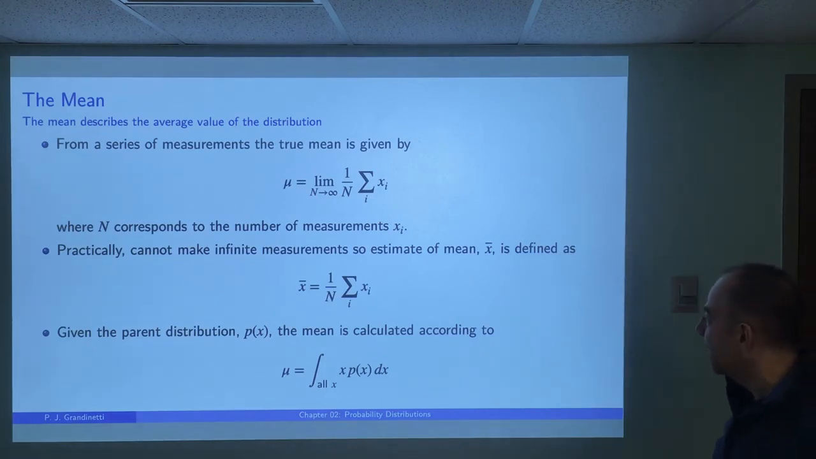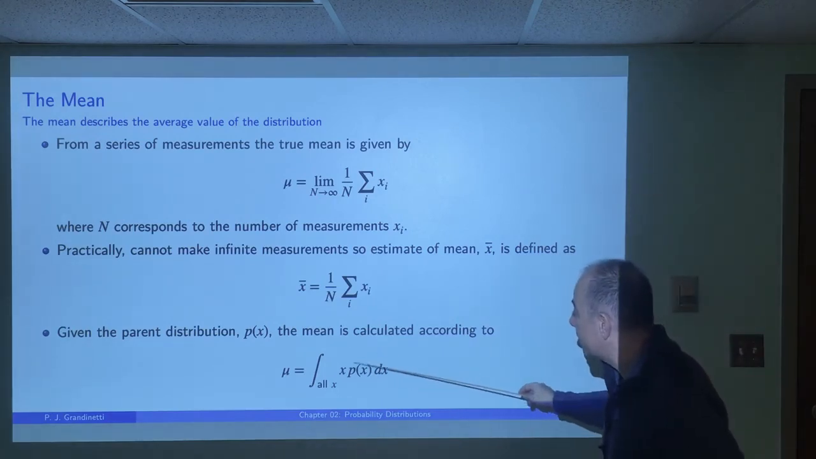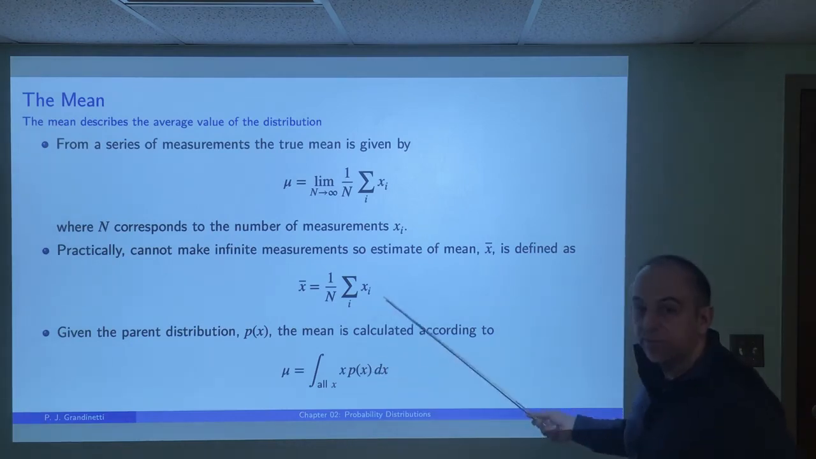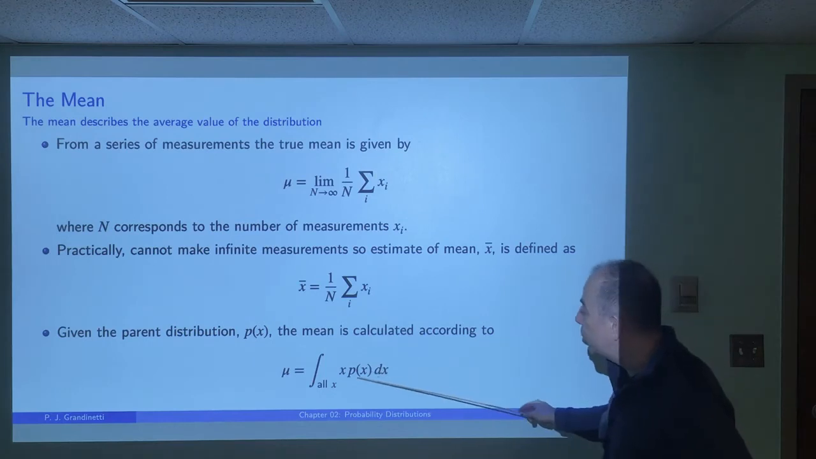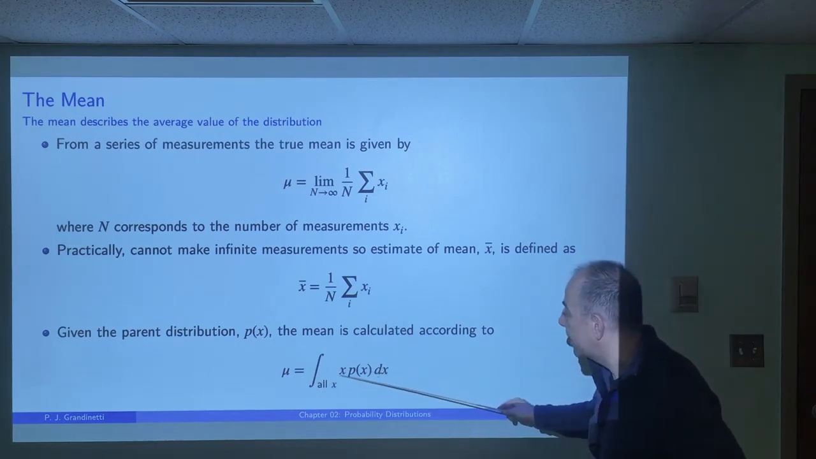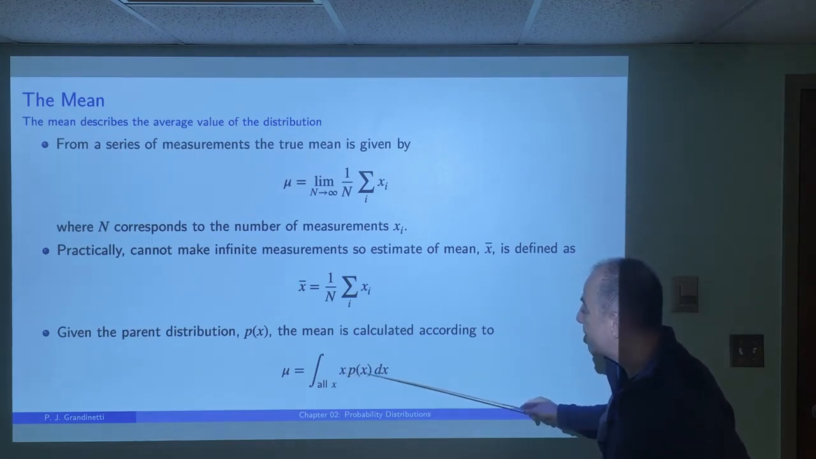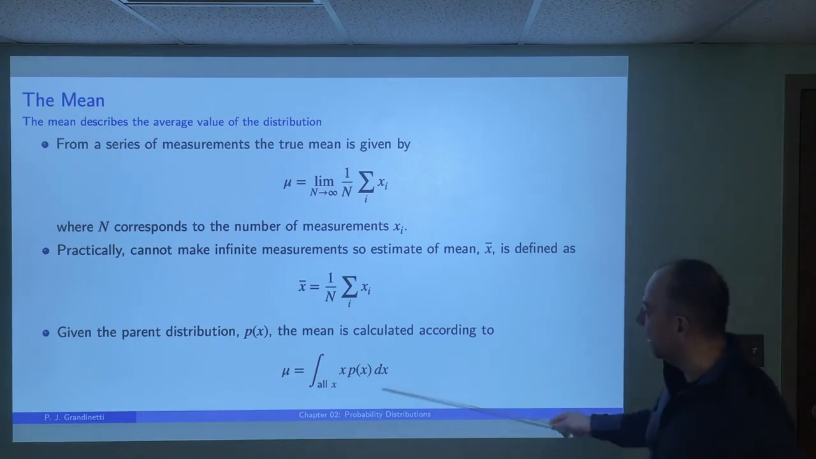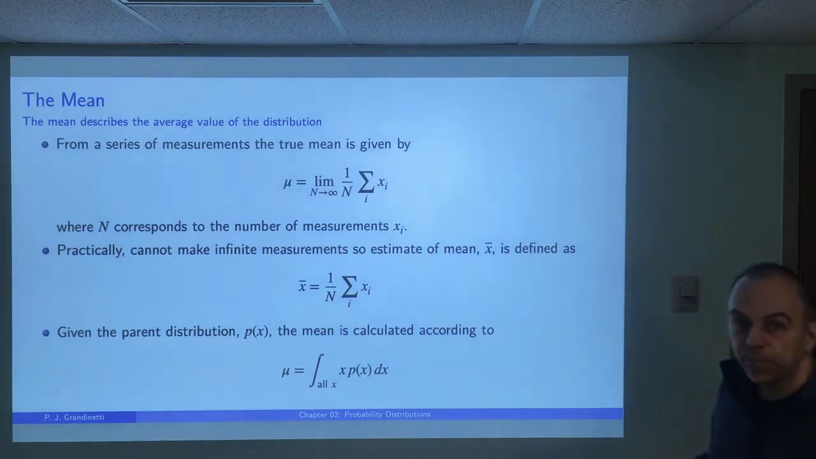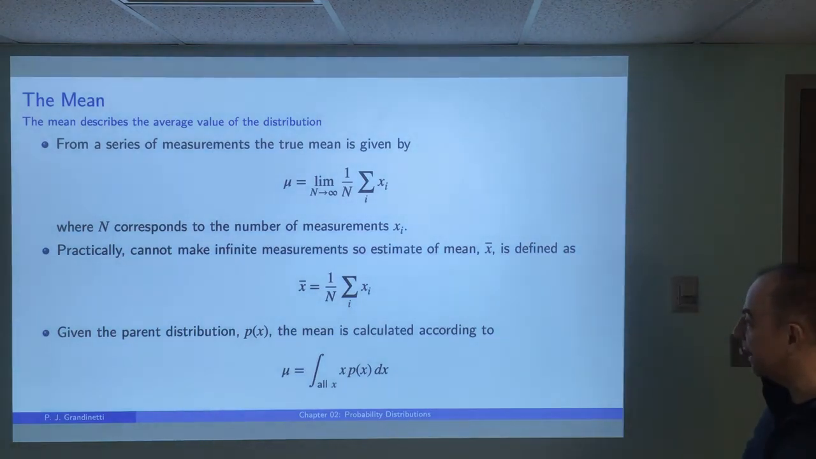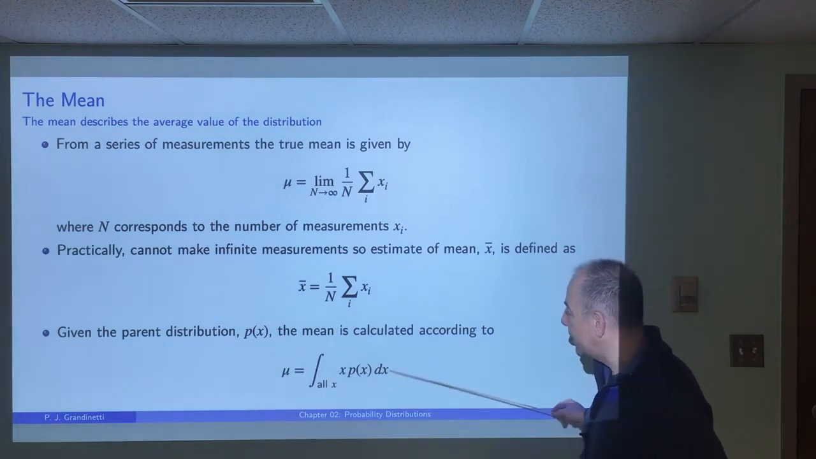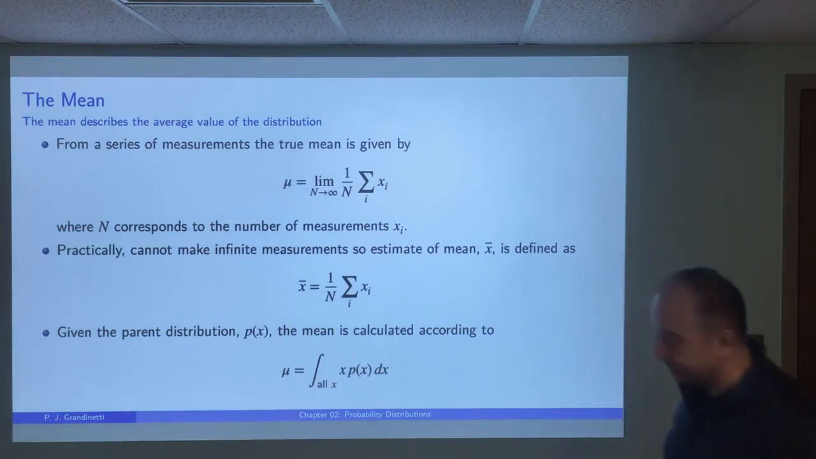Now, if you knew the parent distribution that was governing this set of measurements, maybe theoretically, then you could calculate the true mean by taking the integral of x times that parent distribution, integrated over all values of x. That's how you get the true mean. And this is something we're going to be doing later in the class. We're going to be coming up with predicted probability density functions, and we want to know what the predicted mean value would be, and we'll calculate it this way.